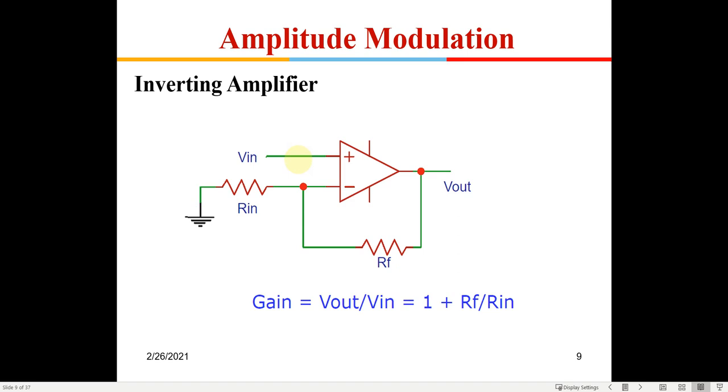Here you will find both are in phase, there is no inversion happening. So whatever input signal you give at the plus input, you will get the same signal at V out. V out will be 1 plus RF by Rin into V in, so the gain will be 1 plus RF by Rin.